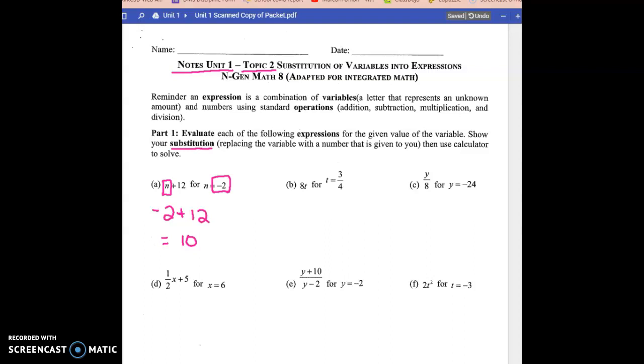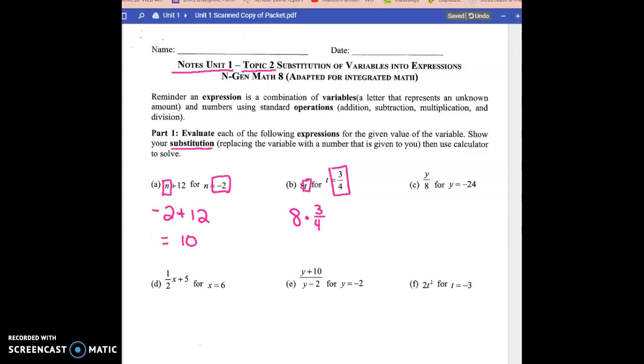B says 8t. Now, hopefully you remember that when you have a number right next to a variable like that, what operation do we have to do? Do we have to add them, subtract them, multiply them, or divide them? In place of that t, that means multiplication. In place of that t, we're going to put 3/4. So instead of having 8t, I'm going to write 8 times, and I'm using my dot for times, 3/4.